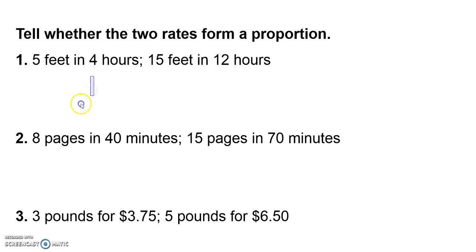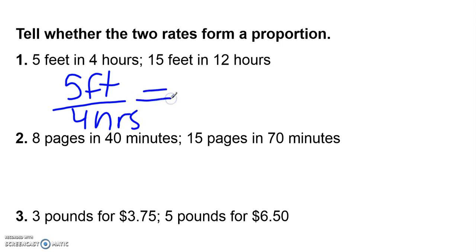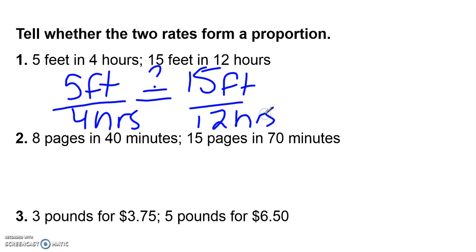So we have 5 feet in 4 hours. Is that proportional to 15 feet in 12 hours? 5 over 4 is as simplified as it can be, but 15 over 12 can be divided by 3. If you divide 15 by 3, you get 5, and if you divide 12 by 3, you get 4.